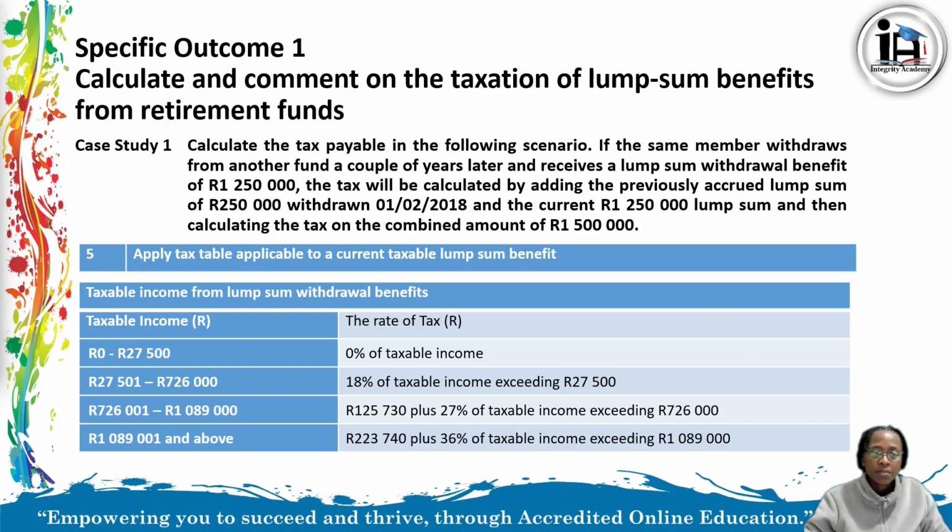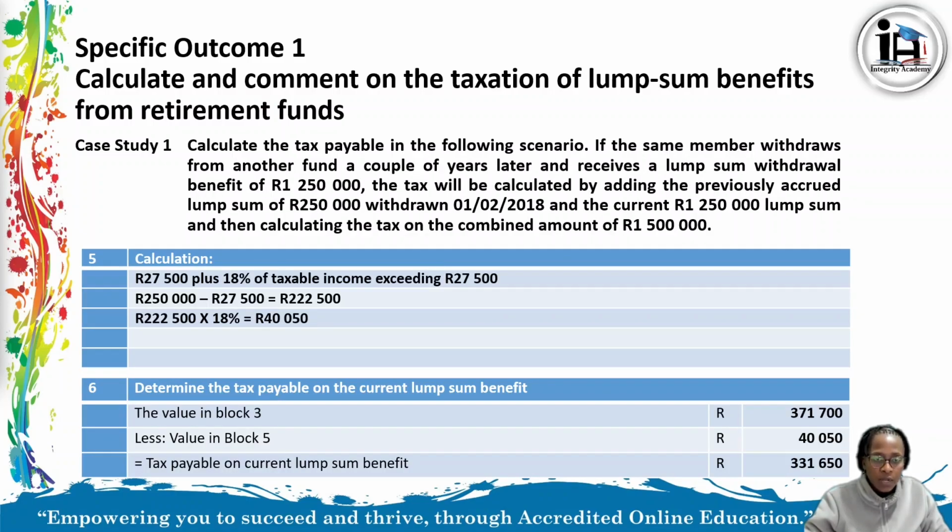And then step number 5, we apply the tax table applicable to the current taxable lump sum benefits, and there is the taxable income from lump sum withdrawal benefits. And then we do the calculation, which is 27,500 plus 18% of taxable income exceeding 27,500, which is 222,500. Then that 222,500 we multiply by 18%, bringing the total to 40,050.